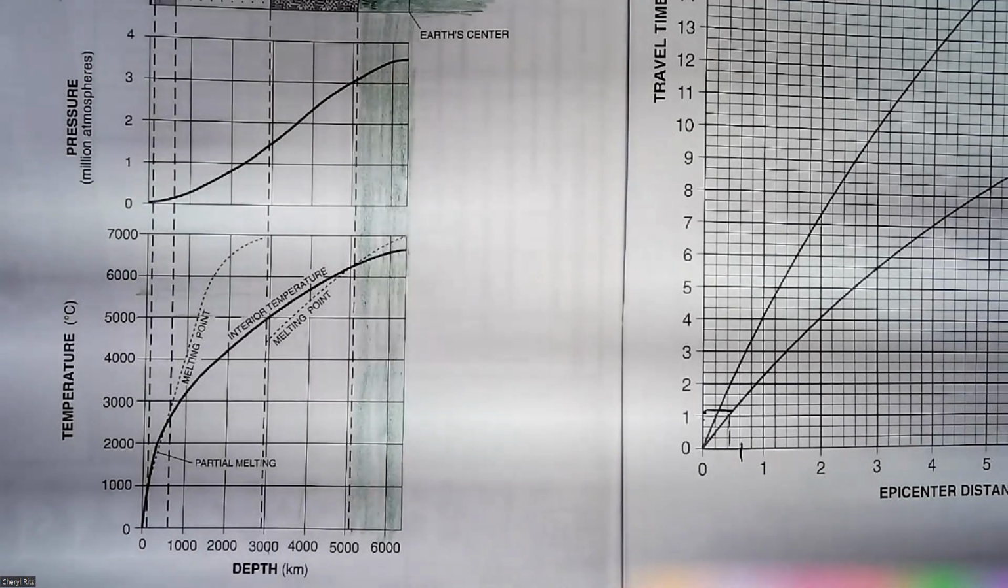Nope, it's not the way they represented in the drawing. Do you see it, Cam? Notice that melting point and interior temperature are labeled. Did you also see that? Nice job. So if you notice, the interior temperature is colder than the melting point.